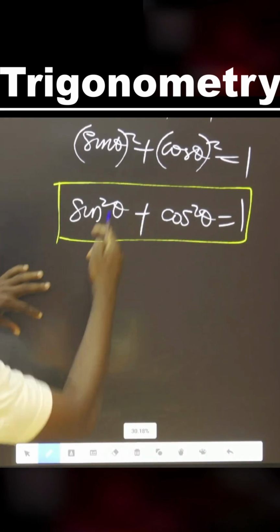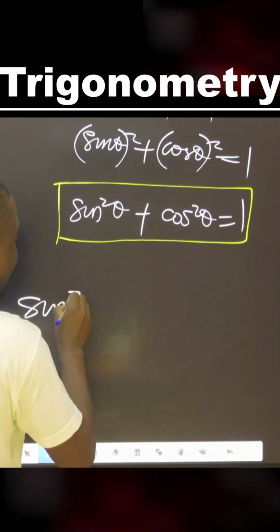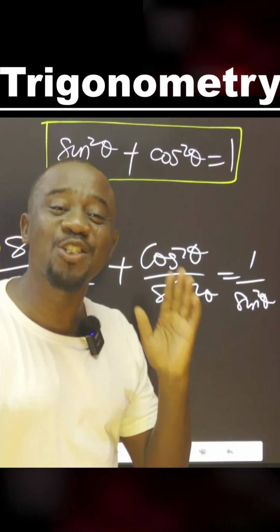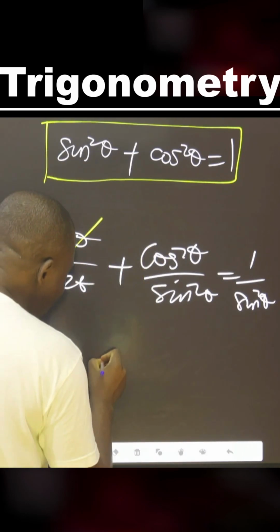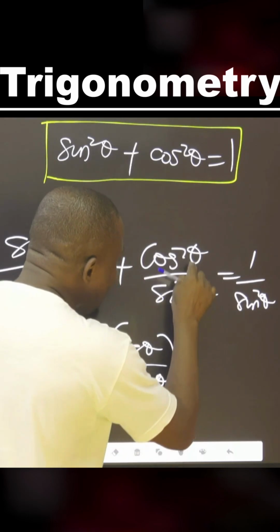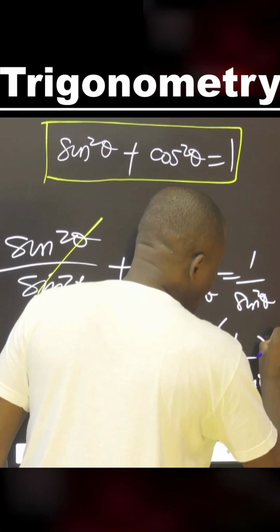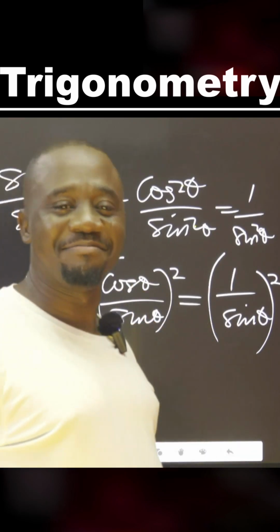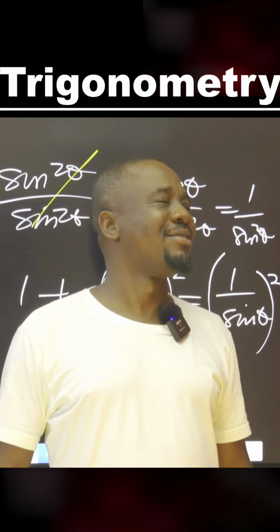Okay? Now that we have this, we want to divide throughout by sine squared theta. You see what we are doing? We are dividing this throughout by sine squared theta. This will give us 1 plus this will give us cos theta over sine theta. Because 2 is here, we can put the 2 here. This theta, we can put square here. What is this? Cosine over sine. What is that? Remember, we said sine over cosine is tan.